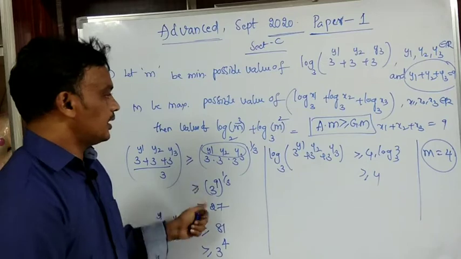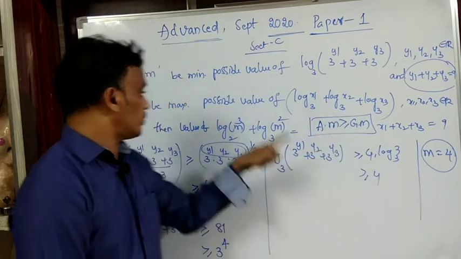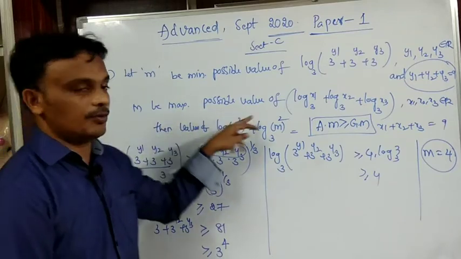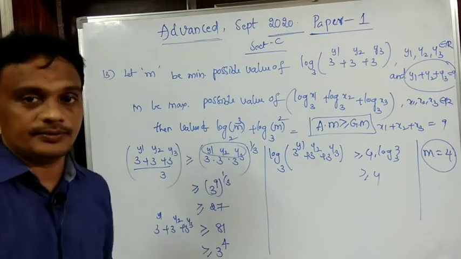Then after that I'm going to take one more condition. Then we are going to find capital M, which is the maximum possible value for the second condition. Students, just wait.